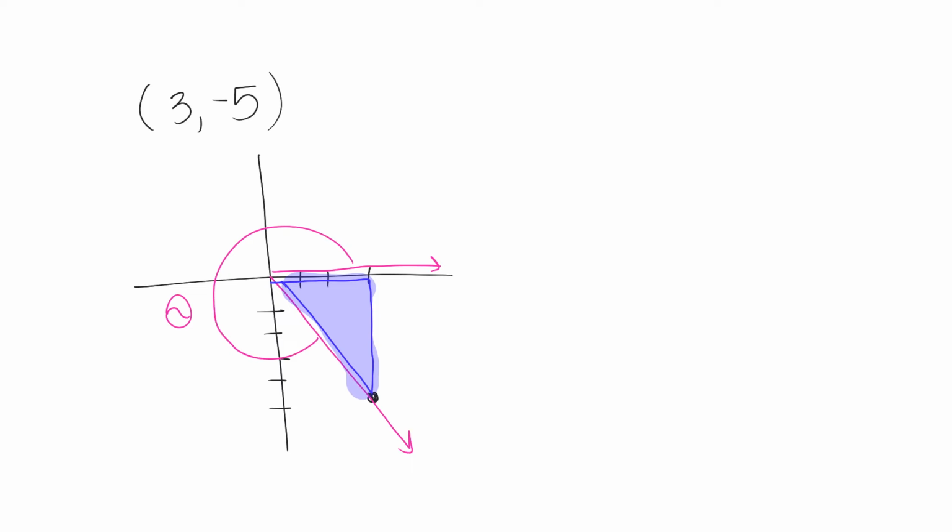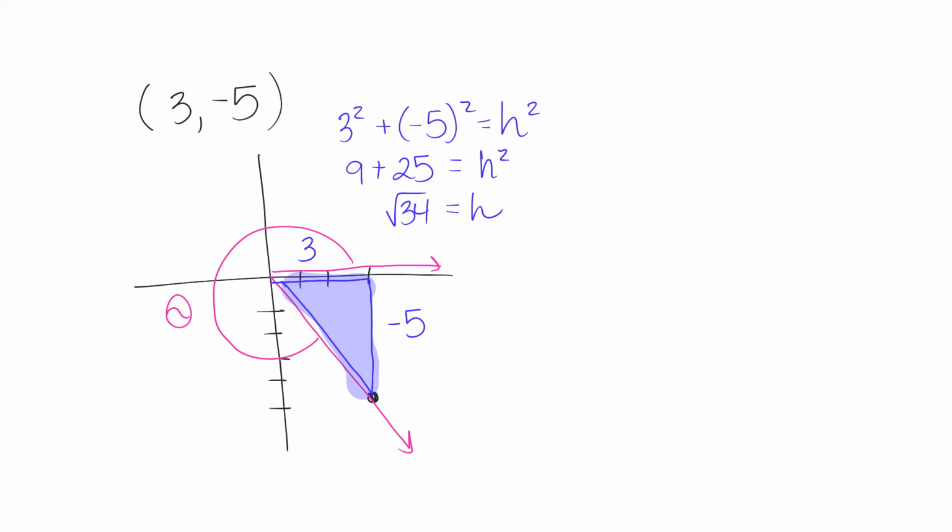And again, you know you've got 3, -5. You can find your hypotenuse. So 3 squared plus -5 squared equals h squared. So 9 plus 25 equals h squared. So the square root of 34 equals h. So root 34. So you can set up your ratios, the sine of theta, the cosine of theta, and the tangent of theta.